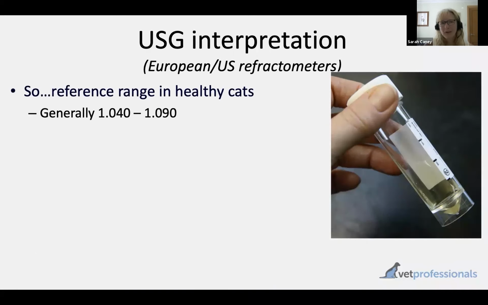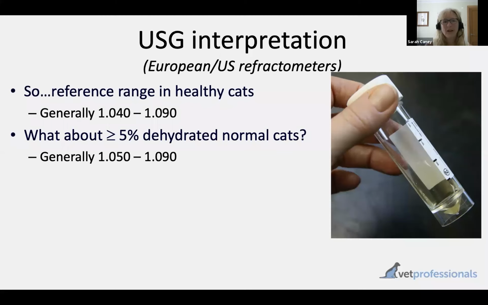So in summary, in terms of interpretation, a USG in a normal healthy cat often actually is above 1040. Although that 1035 cutoff is used for abnormality for most healthy cats, and particularly, of course, those cats on a dry diet, the USG is greater than that and can be as high as 1090 if you have a refractometer that allows you to measure that high.